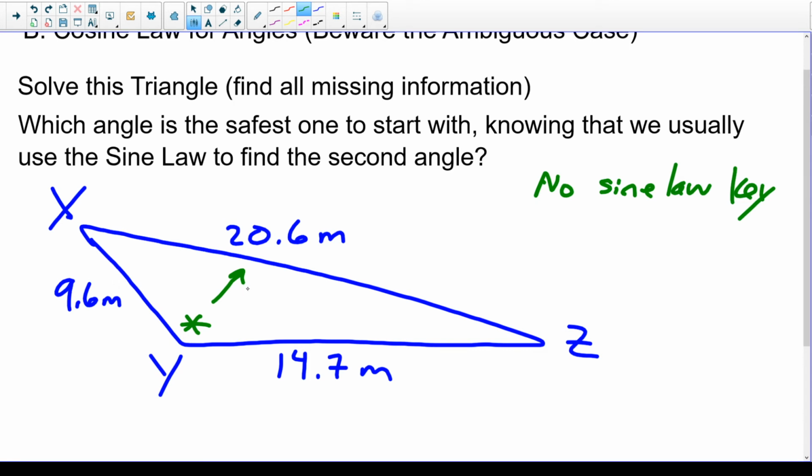Or you could just use the cosine law for the two angles. Now the third angle is going to be easy because we're just going to use the 180 rule, right?